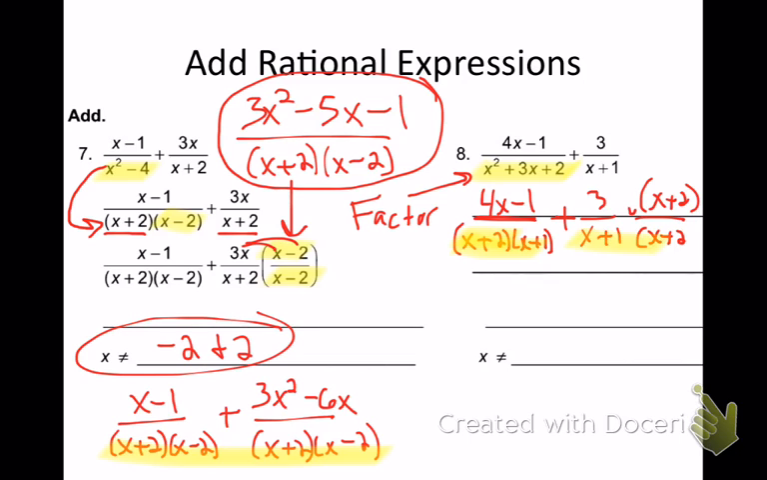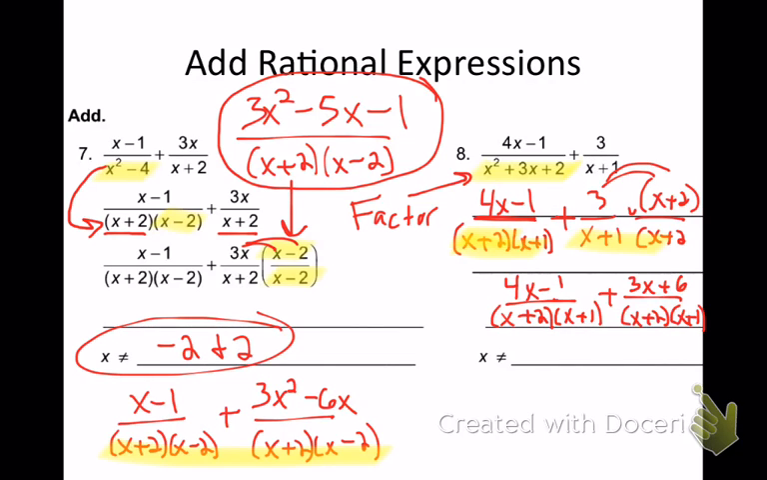Now I have common denominators. When I multiply, I distribute here. So I have 4x minus 1 over x plus 2, x plus 1, plus 3x plus 6 all over x plus 2, x plus 1. Does everybody see where I get the 3x plus 6? That comes from distributing the 3.